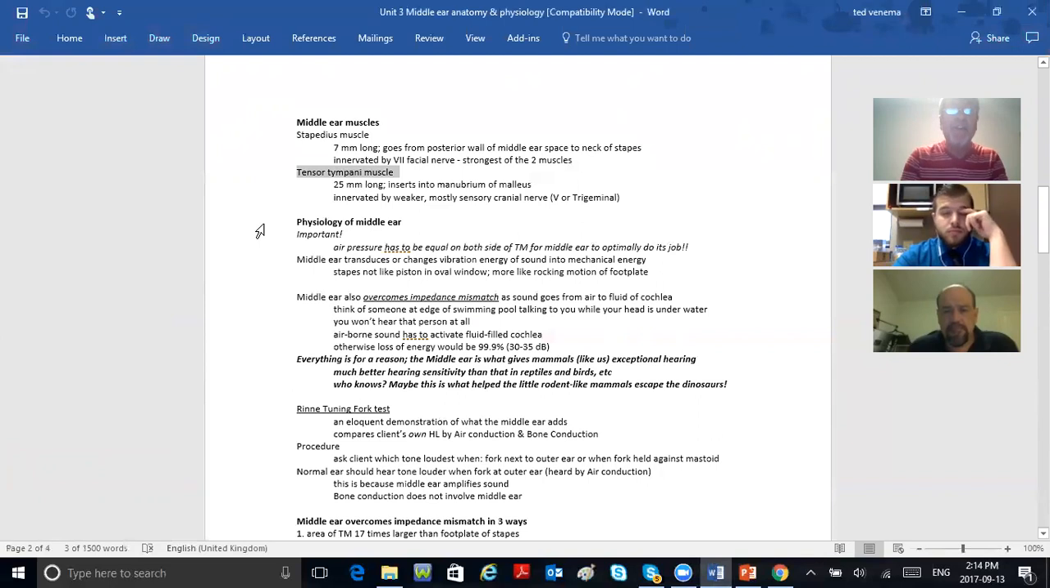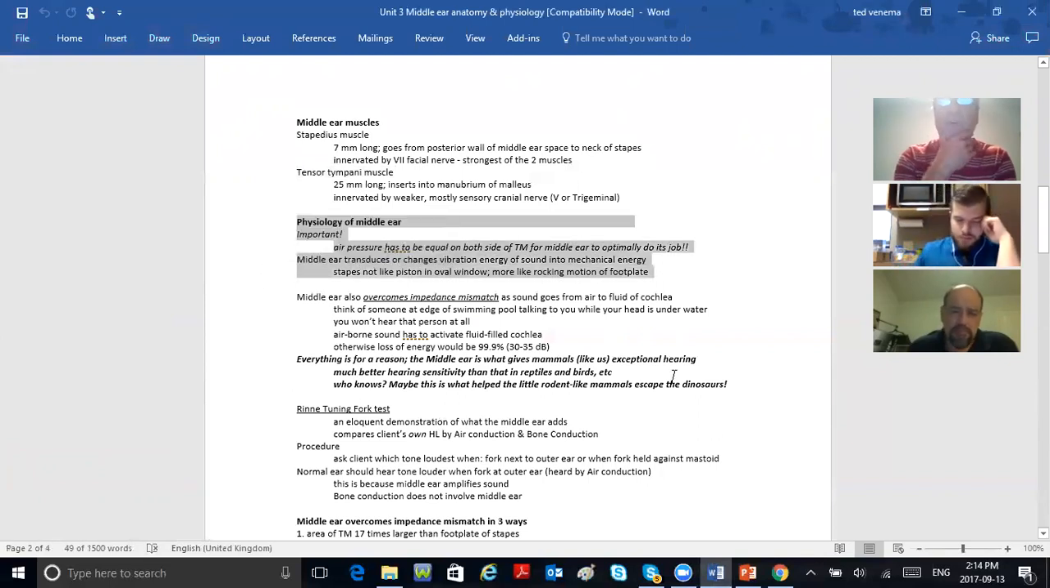Okay, physiology of the middle ear. So if it says important, this is where you put a star by it. Remember, it's saying again, air pressure has to be even on both sides of the tympanic membrane or eardrum for the middle ear to optimally do its job.